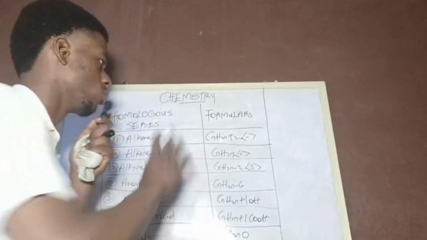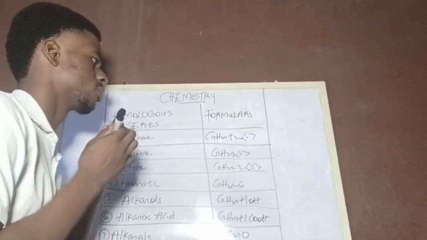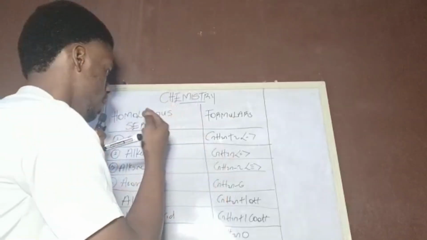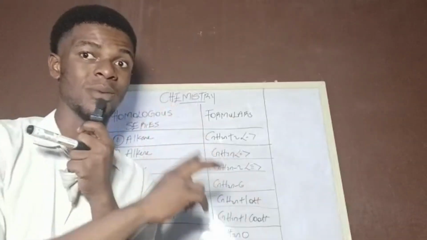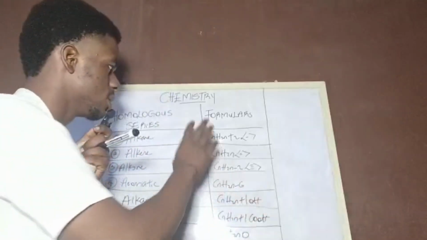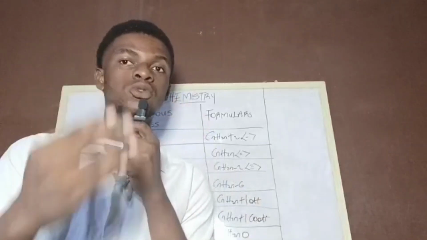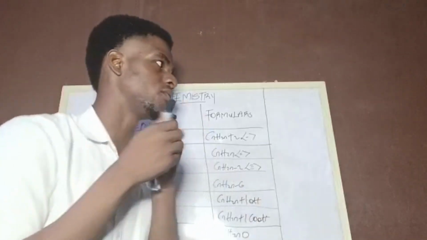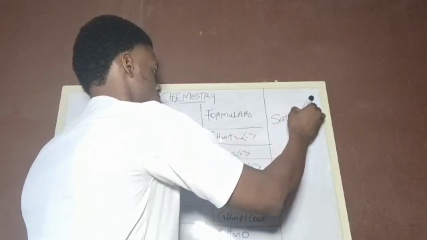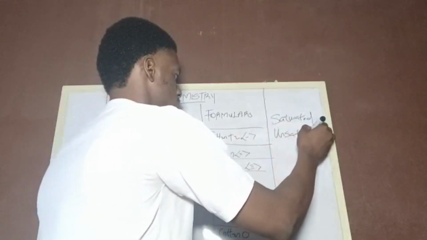So these are some of the homologous series and their formulas. We started with alkane, which is CnH2n+2. Alkene is CnH2n, and alkene has a double bond. Now, in terms of hydrocarbons, when you see carbon and hydrogen, they are called hydrocarbons. We have two types of hydrocarbons: saturated hydrocarbons and unsaturated hydrocarbons.